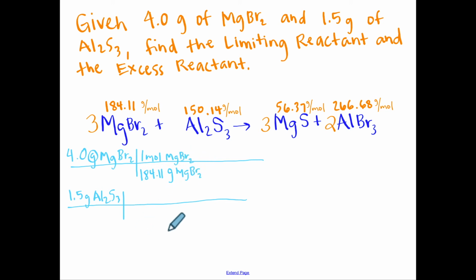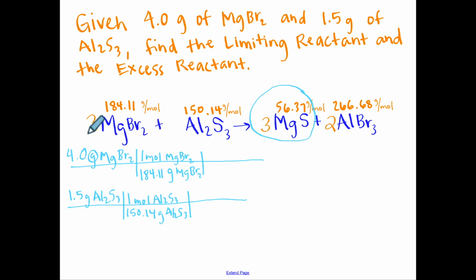And we're going to do the exact same step down here, only we're using the molar mass for aluminum sulfide. So we'll say 150.14 grams of Al2S3 is equal to 1 mole. Okay, so if we stopped right now and worked this out, we'd have moles of MgBr2 and moles of Al2S3. But to find the limiting reactant, we need to get to moles of a product. So we'll pick a product. And I picked the first one. I almost always pick the first one. So I want to get to moles of MgS from moles of MgBr2.